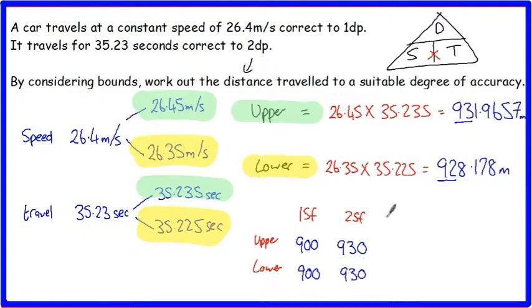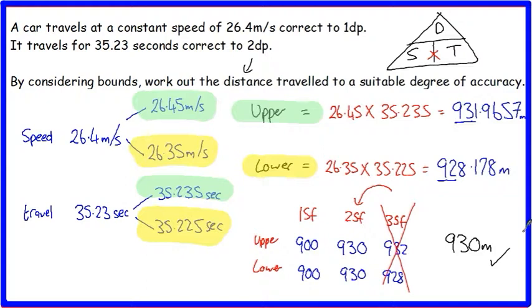But when you continue to three significant figures, the 9 changes that to 932. The 1 doesn't change that, so it stays at 928. So these are different. If they're different, you ignore them, and the answer is the one before. So the answer here is 930 meters. And a lot of work there. A 5-mark GCSE question, most likely.